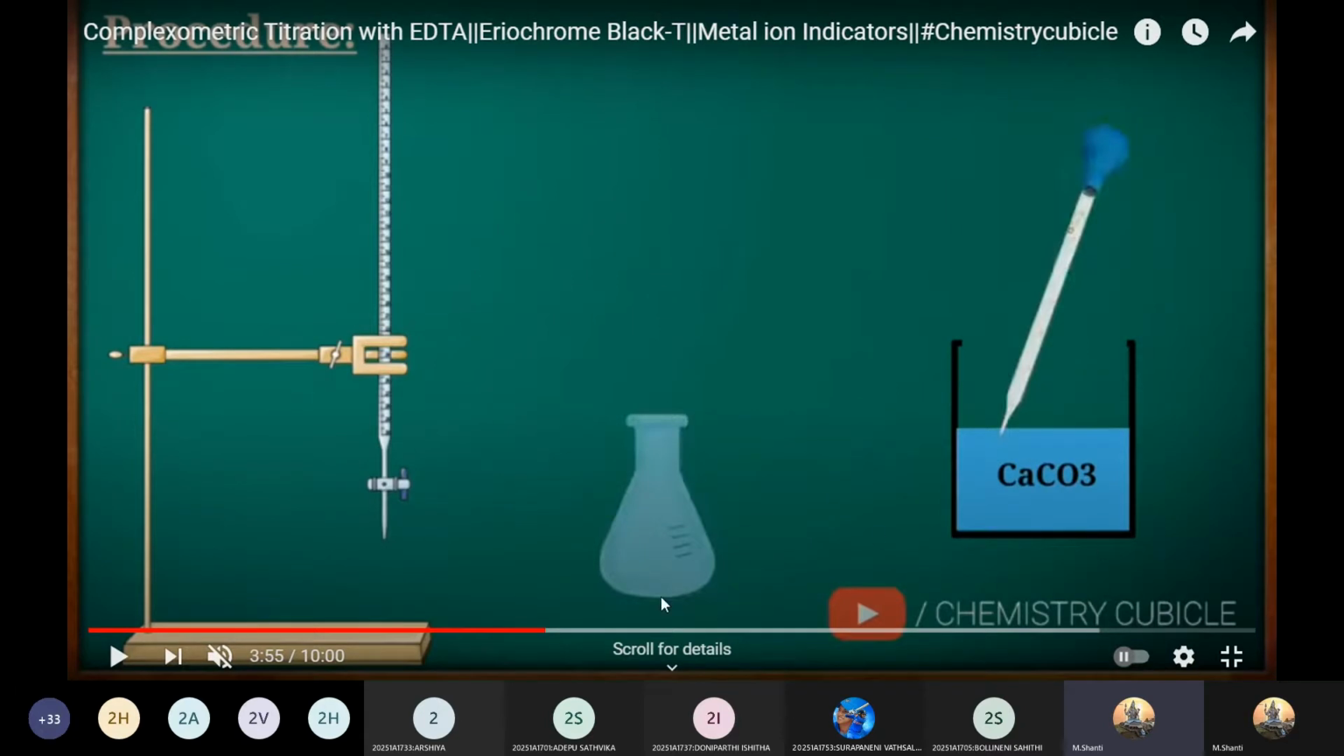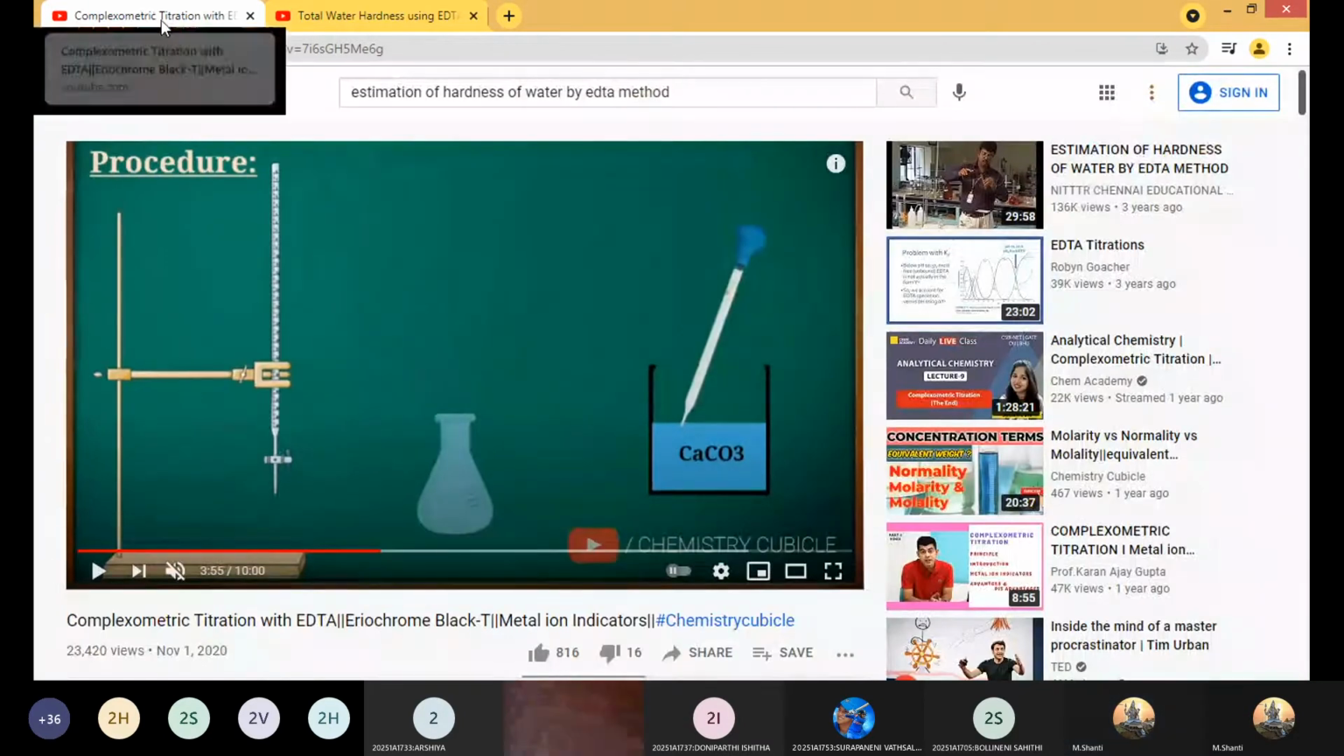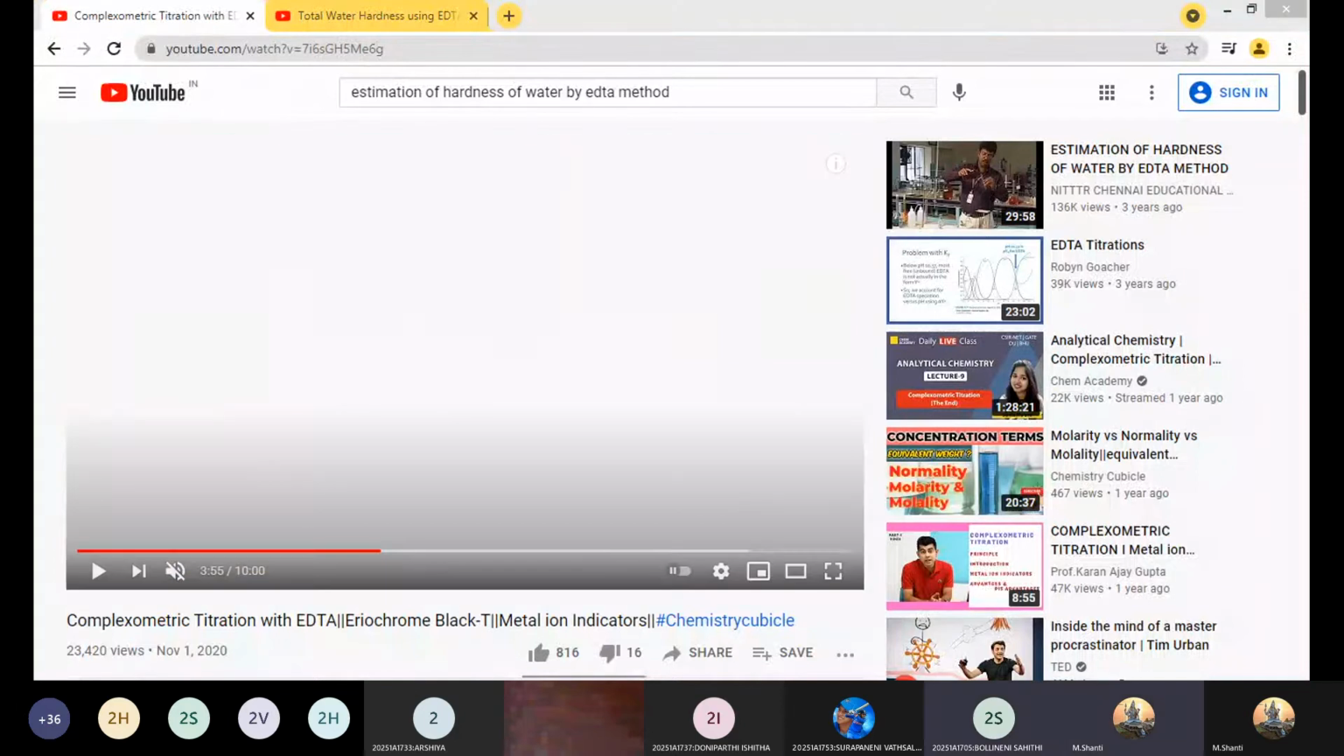So how many steps are there in the experiment? 3, ma'am. 4 steps are there. Okay. So what are those 4 steps? We'll see first. So in this procedure, first is preparation of standard magnesium sulfate solution, or standard solution, what you call. I already explained you what is the standard solution.